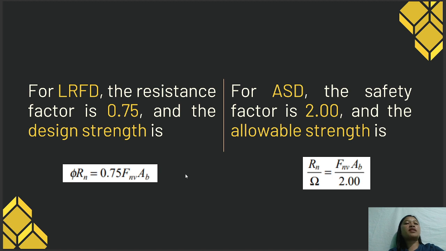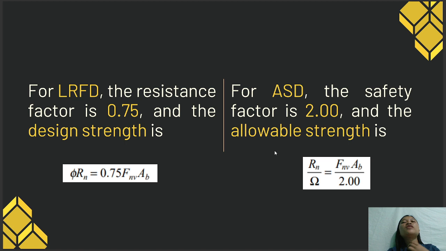Okay, to solve for the design strength and allowable strength, for LRFD the resistance factor we use is 0.75. The design strength is phi Rn equals 0.75 times Fnv Ab. Notice that Rn equals Fnv Ab, so to get the design strength is just phi Rn, where phi is the resistance factor, 0.75. So, phi Rn equals 0.75 Fnv Ab.